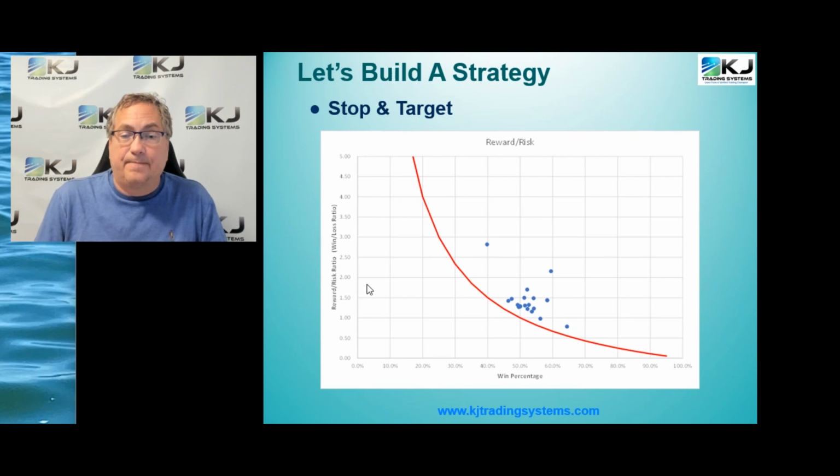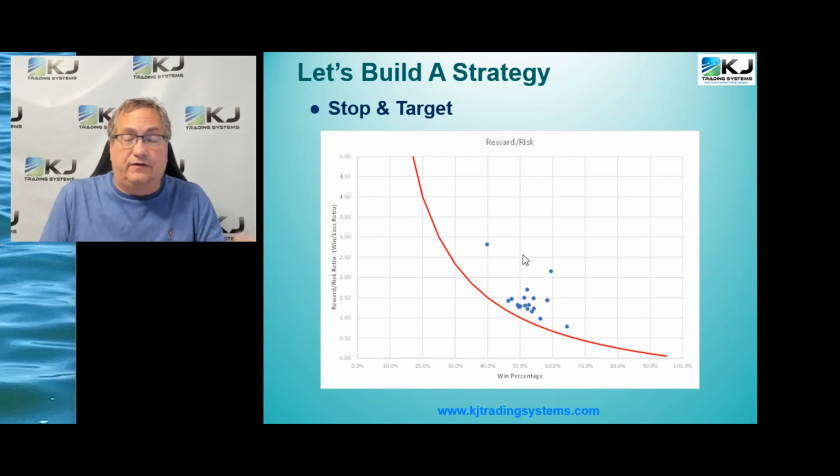So let's say you had a 20% winning percentage with a 2.0 reward to risk. That would put you right here. That is unprofitable. So if you're trying to trade that strategy, you're going to lose money. Whereas if you had a 2.0 reward to risk and you had a 60% winning percentage, you'd be over here. All those blue dots are just strategies I actually trade, just for reference, but the good thing is they're all to the right of that curve.